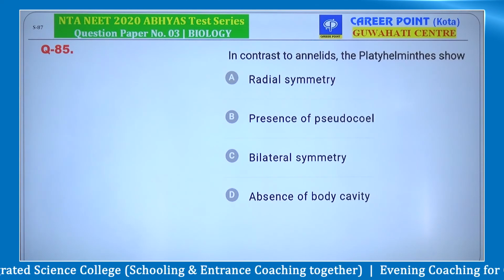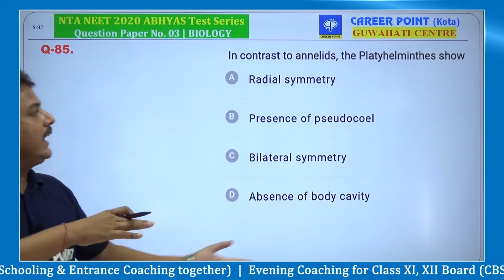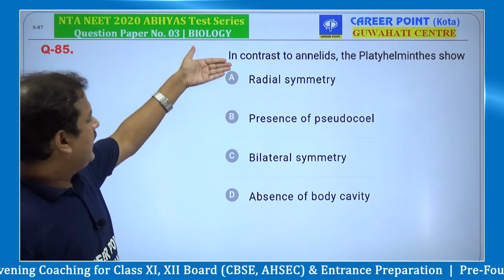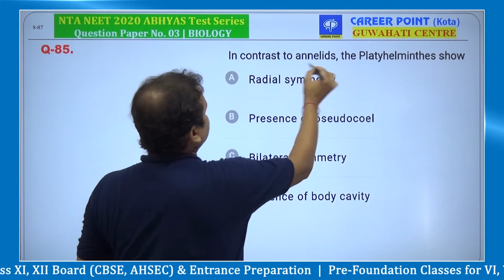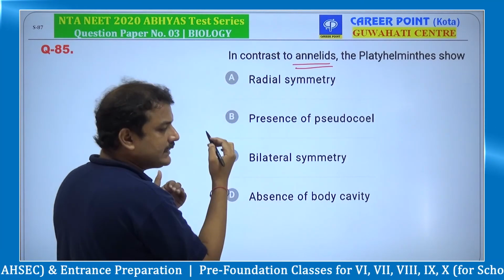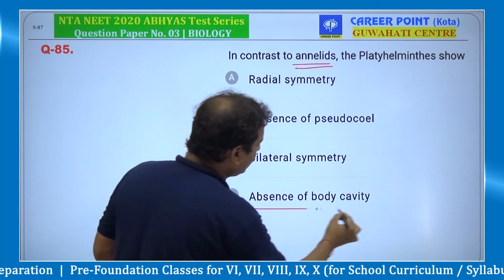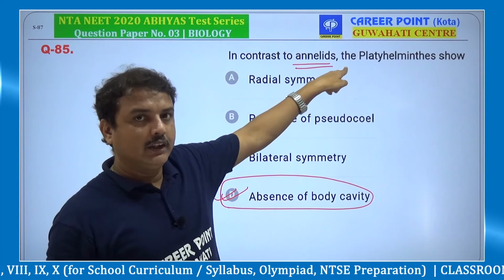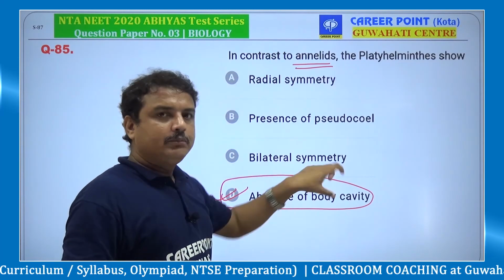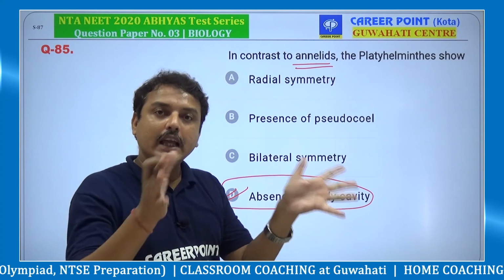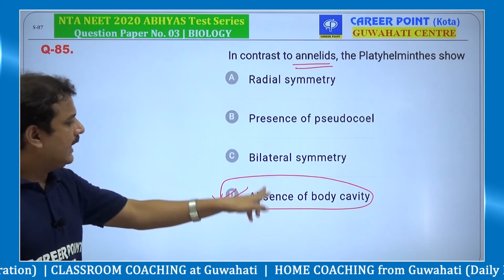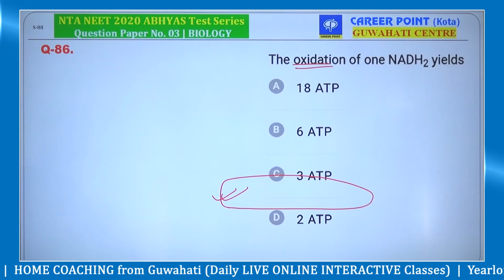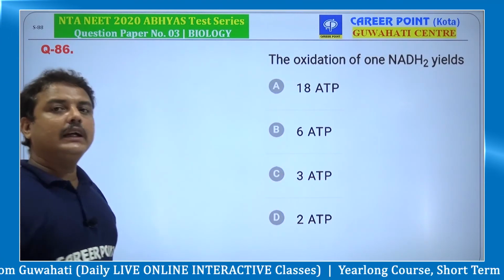Next, in contrast to annelids, the platyhelminthes. In annelids they have coelom, but in platyhelminthes they do not have coelom. So it is the absence of body cavity in contrast to annelids, because annelids have coelom but platyhelminthes do not, so they are acoelomate. So answer is D.